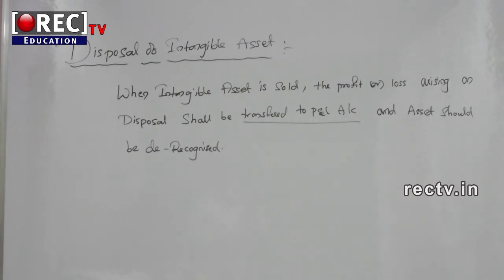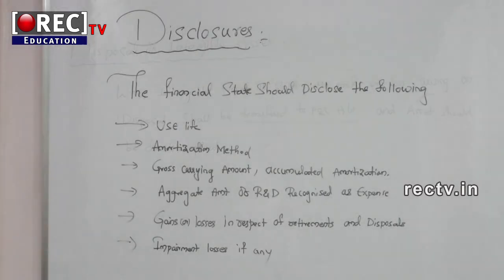Now, we are left with the last head, that is disclosures. Let us see. Now, we are going through the last head in Accounting Standard 26, that is disclosures. The financial statement should disclose the following, like what is the useful life of the intangible asset and how many years it is going to be used. This is our first disclosure.